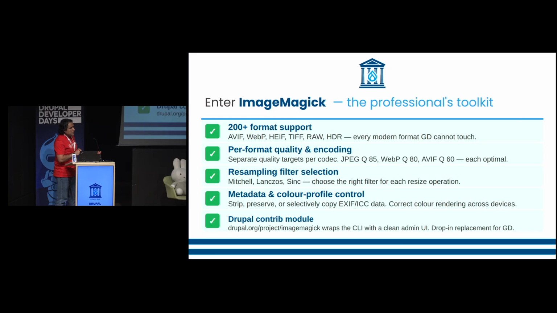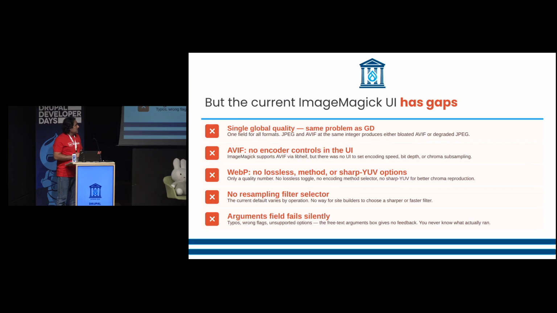Then we have ImageMagick. It provides a lot of options: many different image formats supported, different encoding methods, a lot of resampling algorithms, and a lot of things you can do with the metadata and the color profile. But I found some gaps in the module as well.